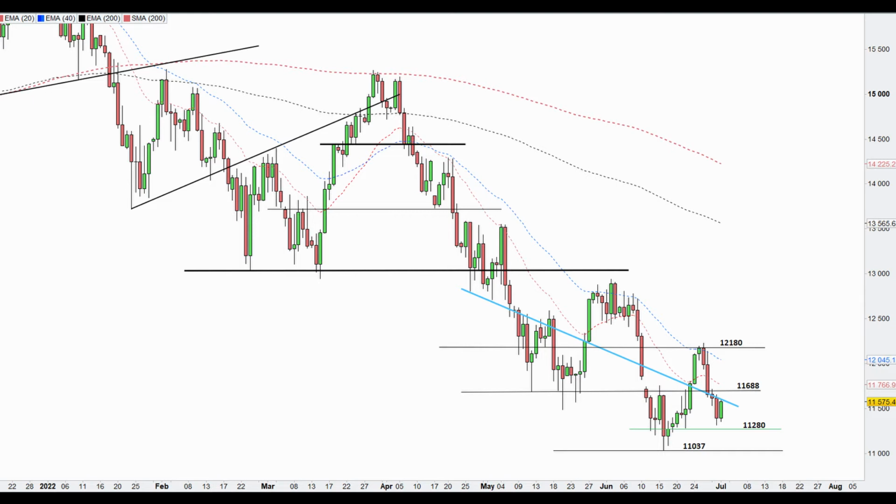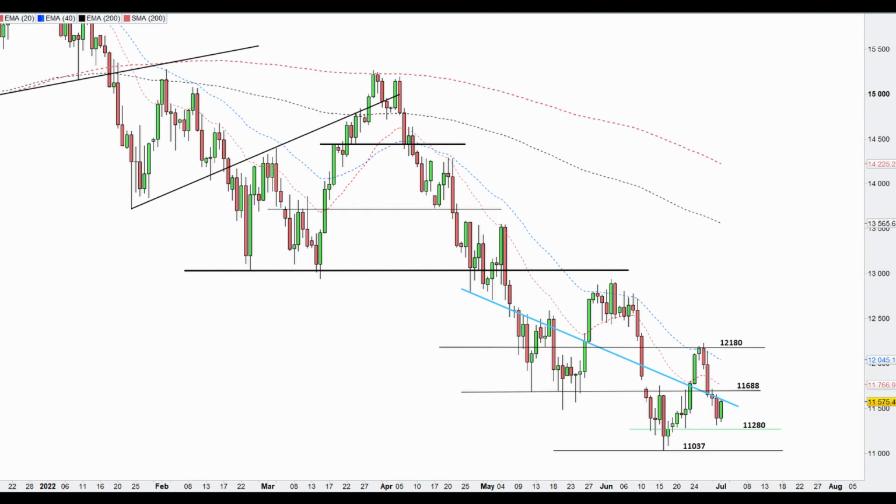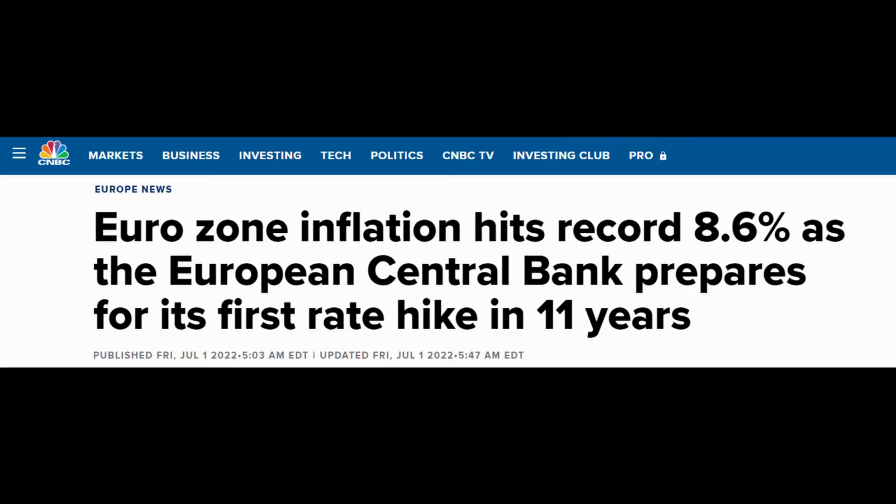Even the release of the core personal consumption expenditures price index, and that's the Fed's preferred inflation measure, which came in at 4.7% in May, year on year, slightly below the estimate of 4.8%, had little impact on Nasdaq 100 overall. Inflation remains a problem, not just in the US but globally, as the Eurozone inflation numbers came in hitting a record in June, and it's likely we'll begin to see the ECB follow the Fed's lead in hiking interest rates.